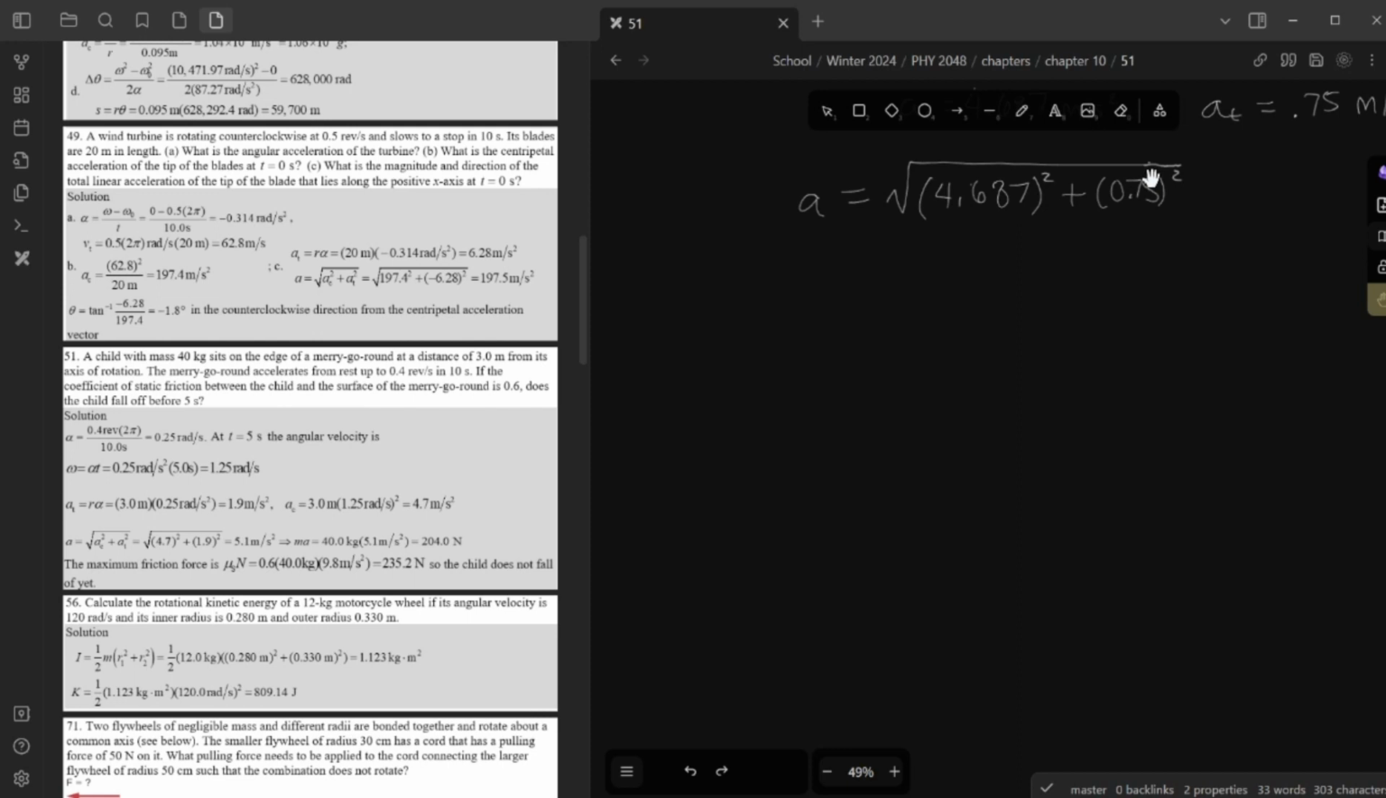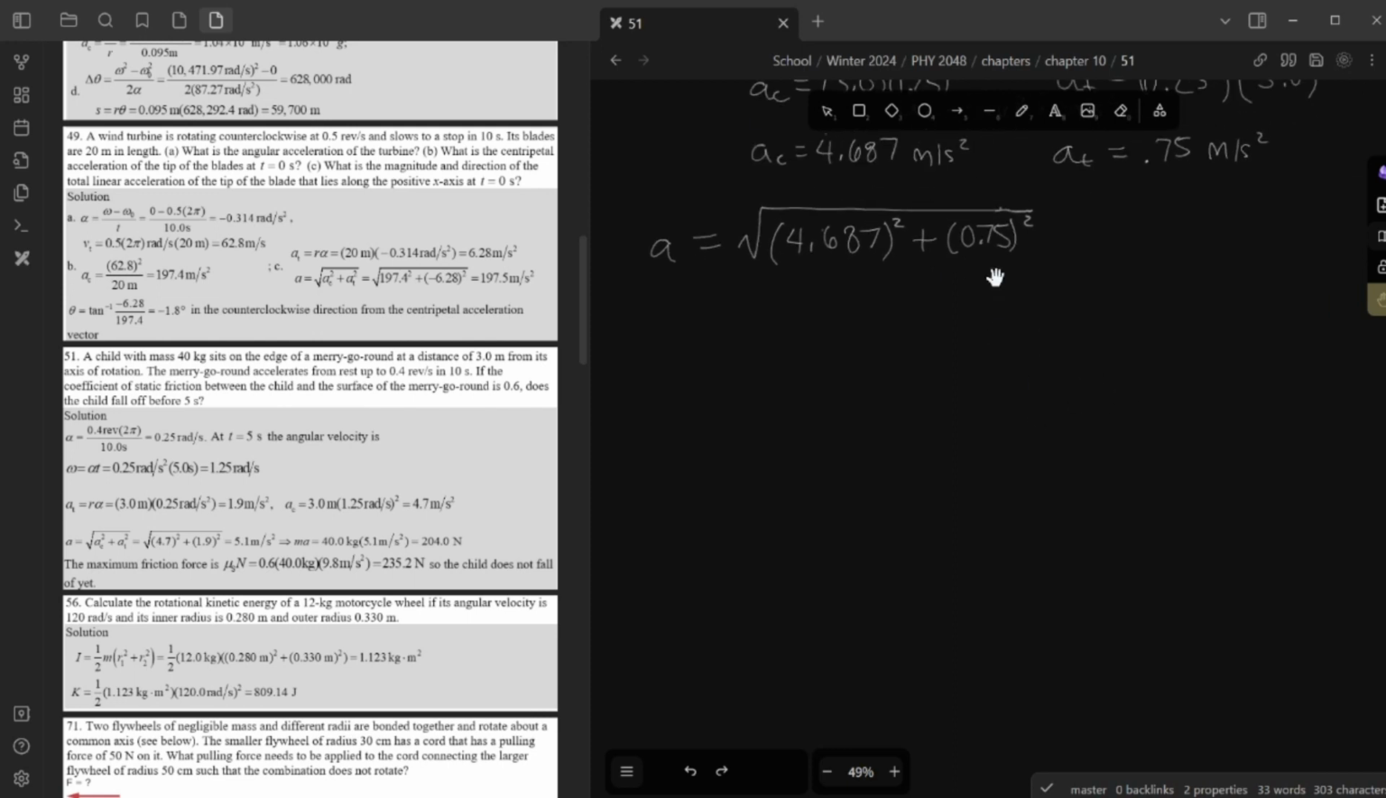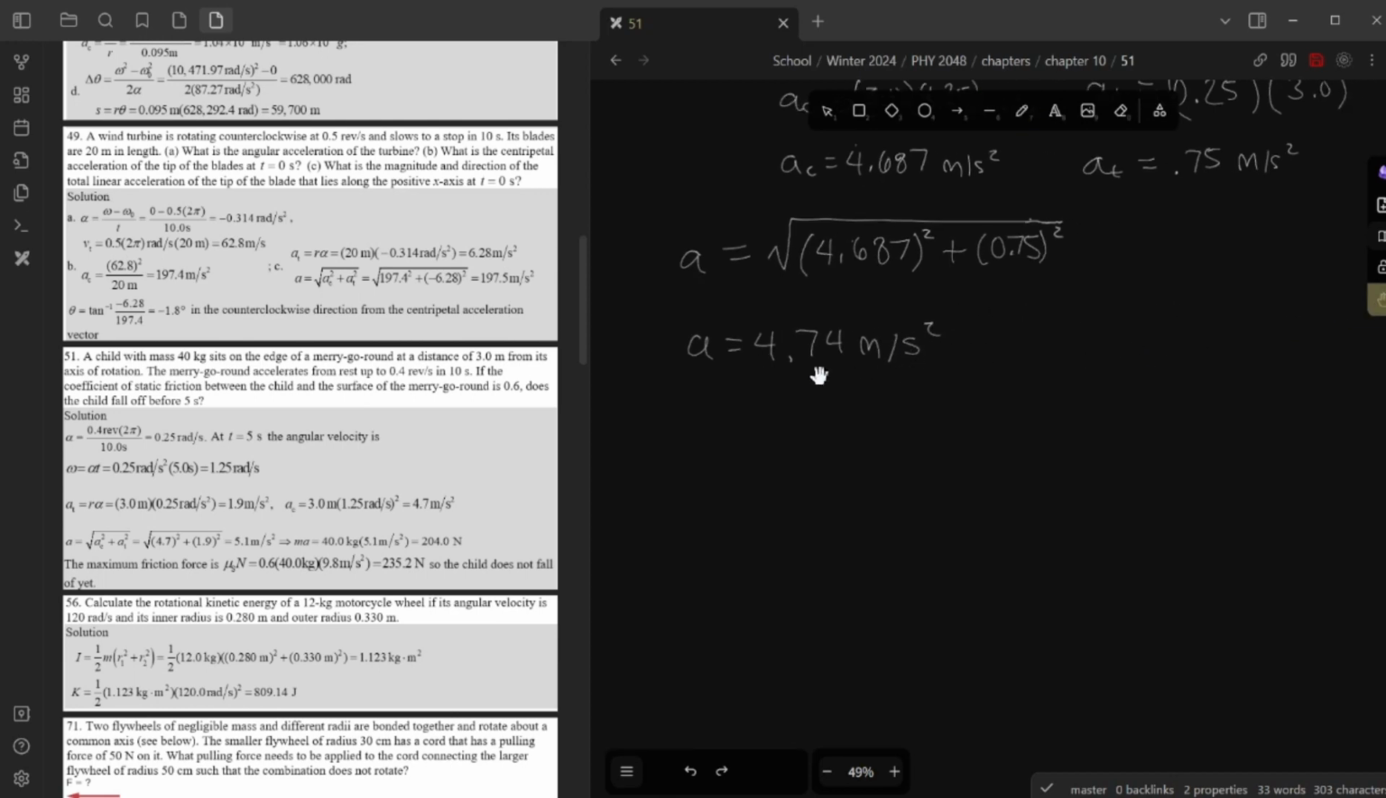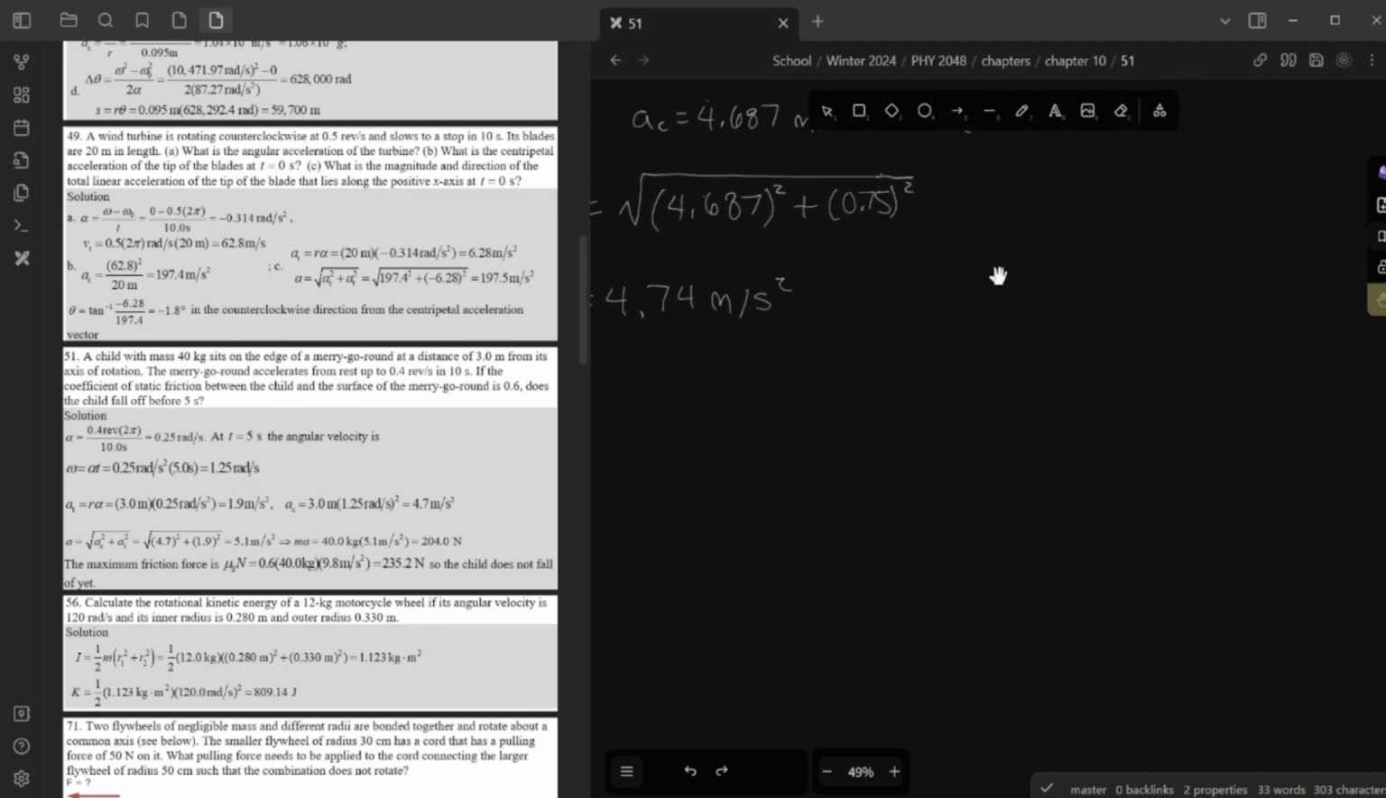So I got a magnitude of 4.74. Let's see, did they get that? No, they got 5.1. So it's going to be different from now on since we're using different values. But that is the total magnitude for these values.